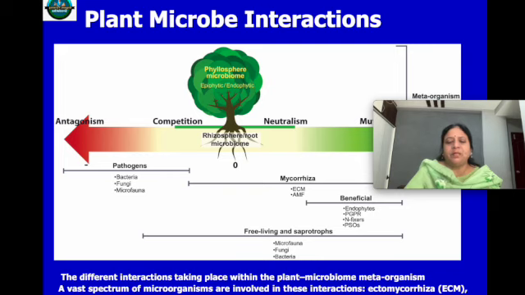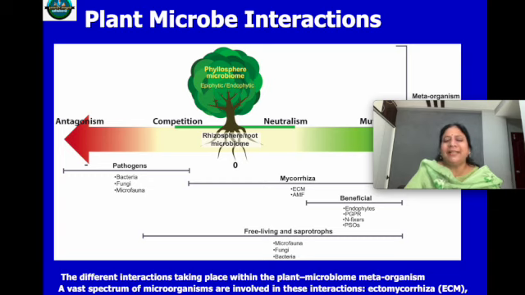If you see the neutralists, they are free living saprotrophs like microfauna, fungi, and bacteria. They neither form any mutualistic or symbiotic associations with the plants, but they are free living and saprophytes. So, as long as the population of pathogens is checked by these neutralists and mutualists and beneficial organisms, as long as they offer competition at the rhizosphere, the pathogens are under check.